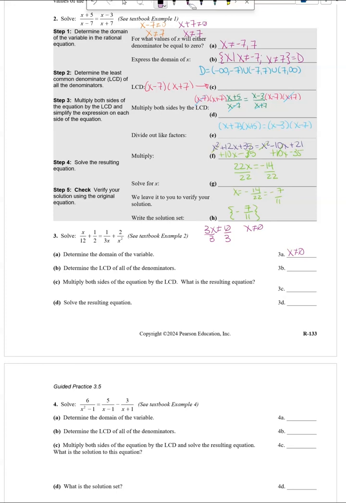We can write that two different ways. We should say, let's do set x such that x cannot equal 0. There we go. And you can turn that into interval notation if you wish.